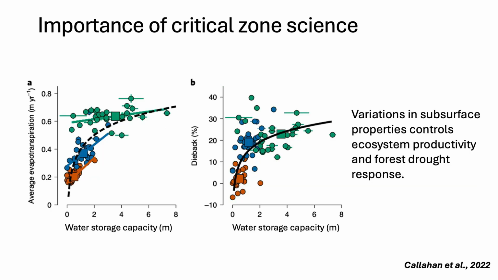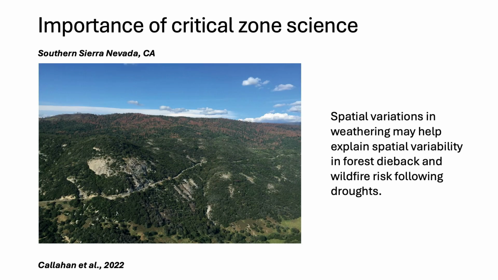Variations in subsurface structure and water storage capacity have also been shown to influence ecosystem productivity, like in this example from the southern Sierra Nevada in California. These variations can also influence forest drought response in the region. Ultimately, this subsurface zone, the critical zone, can help explain spatial variability in forest dieback during drought periods, which has important implications for understanding carbon, forest, and water resources, and also wildfire risk following droughts.